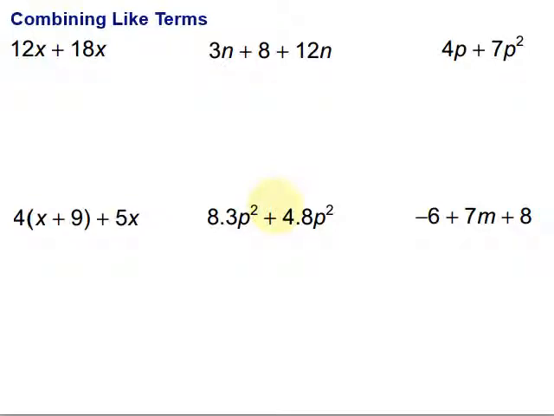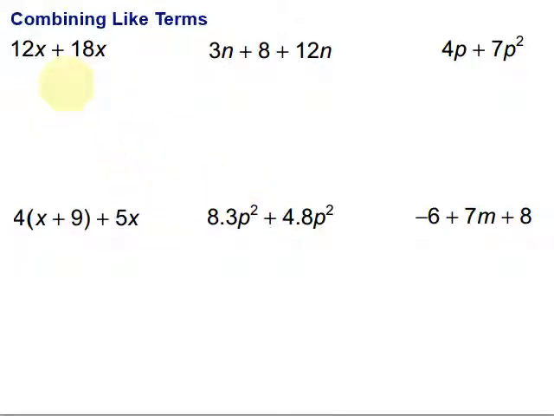In this video, we're going to take a look at combining like terms. To combine like terms, the first thing that we need to look for is them having the same variable, and that variable needs to be to the same power. If they're different powers, they're not like terms. If they're different variables, they're not like terms as well.